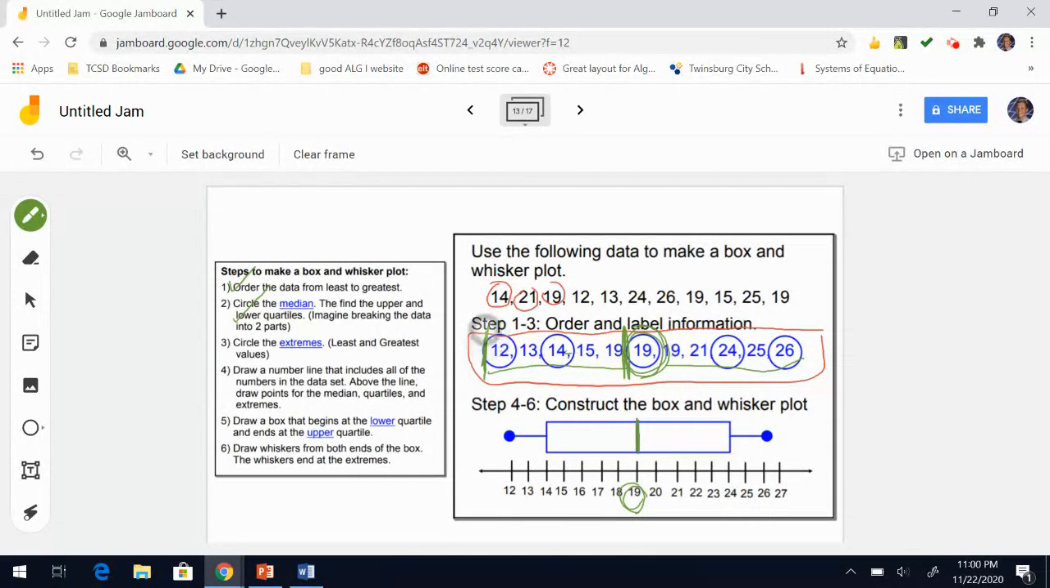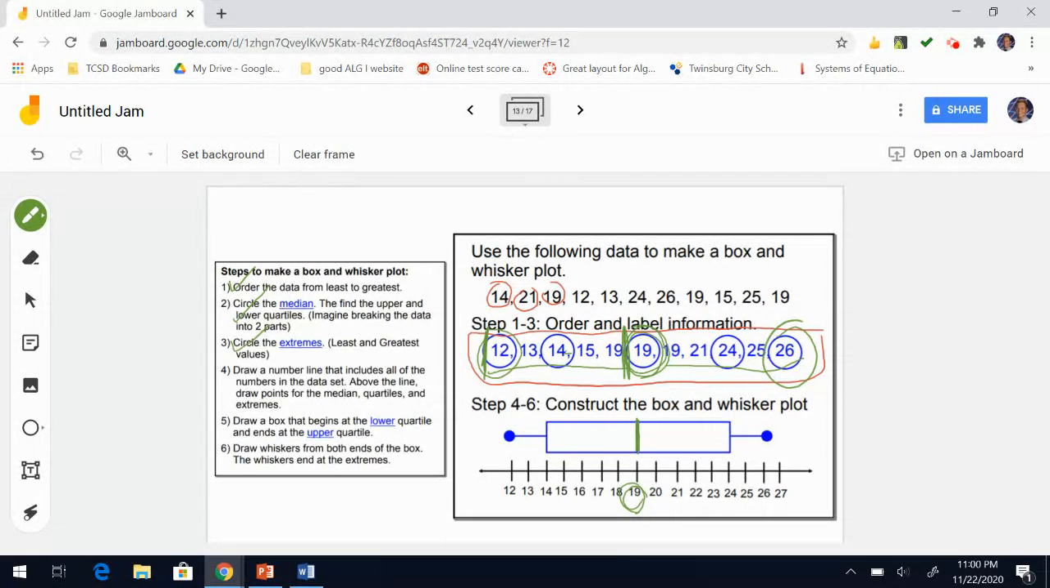Okay, so circle the extremes. We have 12 and we have 26. Draw a number line that includes all the numbers in the data set above the line, and draw the points for the median, the quartiles, and the extremes. Oh yeah, I'm sorry, I missed that.